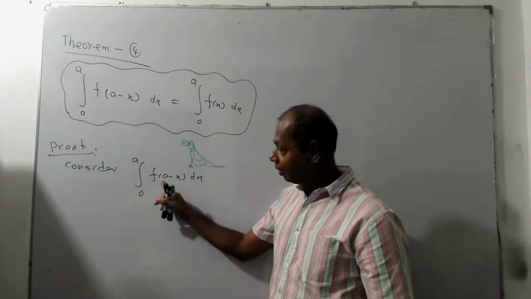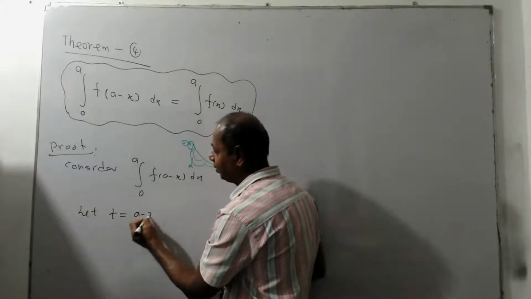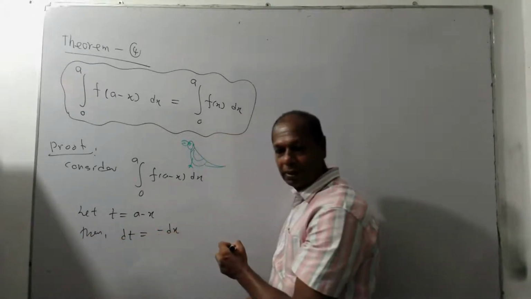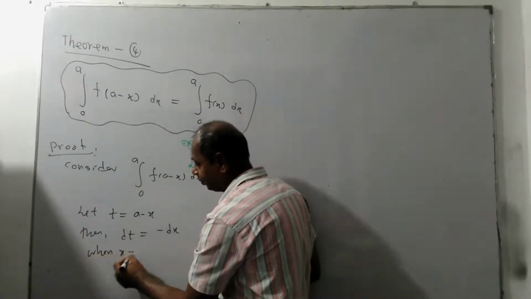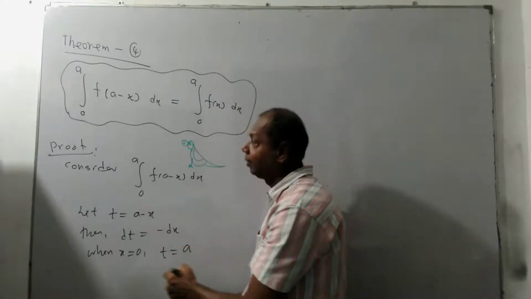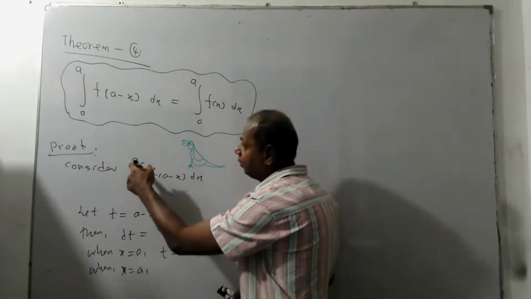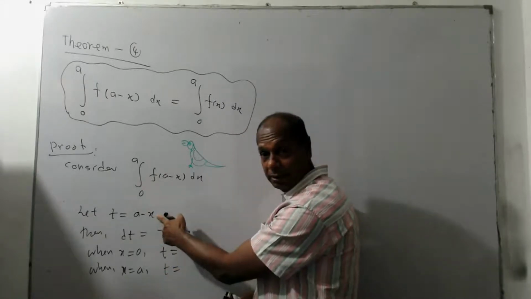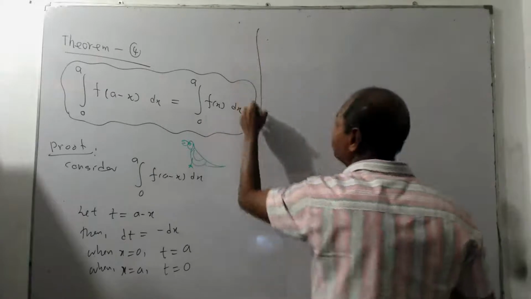No. Substitute for a minus x. A is a constant. So let t be equal to a minus x. Then we find dt. dt will be equal to minus dx. And further we need to find the new limits. When x is 0, t will be equal to a. When x is a, t will be equal to 0. So now I have everything that I need to substitute.